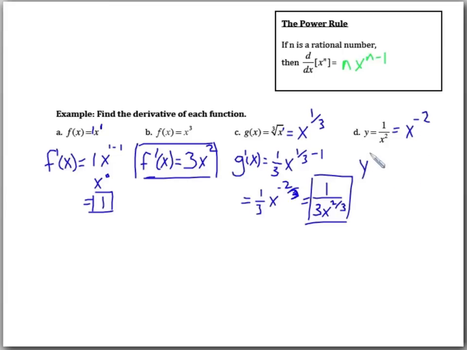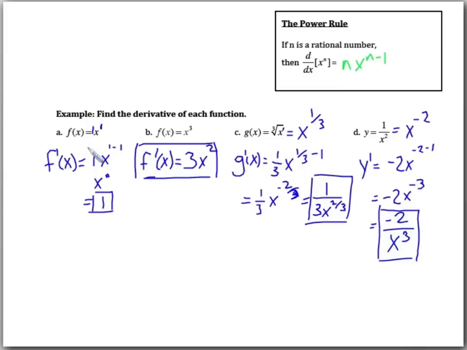And so y prime here is going to be negative 2 times x. Now be careful here. This is negative 2 minus 1. So this really becomes negative 3. So our answer is negative 2x to the negative 3, which then we can flip the x under into the denominator and it becomes positive 3. So it's negative 2 over x to the positive 3.